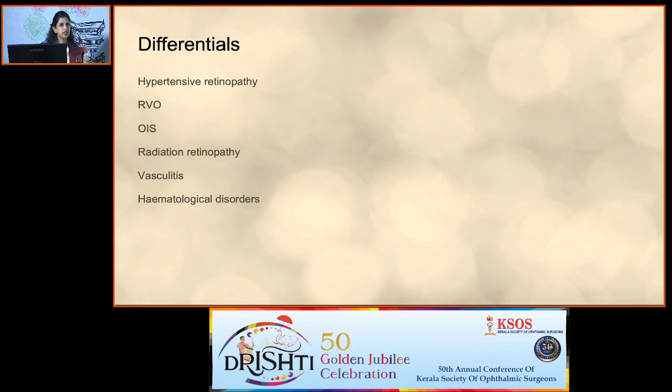So differentials in case of a diabetic retinopathy. Diabetic retinopathy is almost a sure case. All of you will have one fundus case as diabetic retinopathy. You can have a hypertensive retinopathy, a vascular occlusion, ocular ischemic syndrome, radiation retinopathy, vasculitis or hematological disorders. All these can come in the differentials for a diabetic retinopathy.